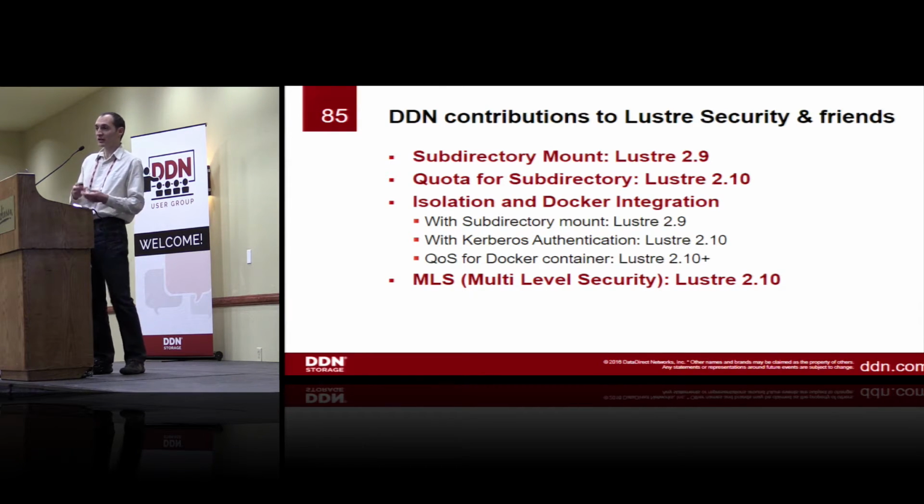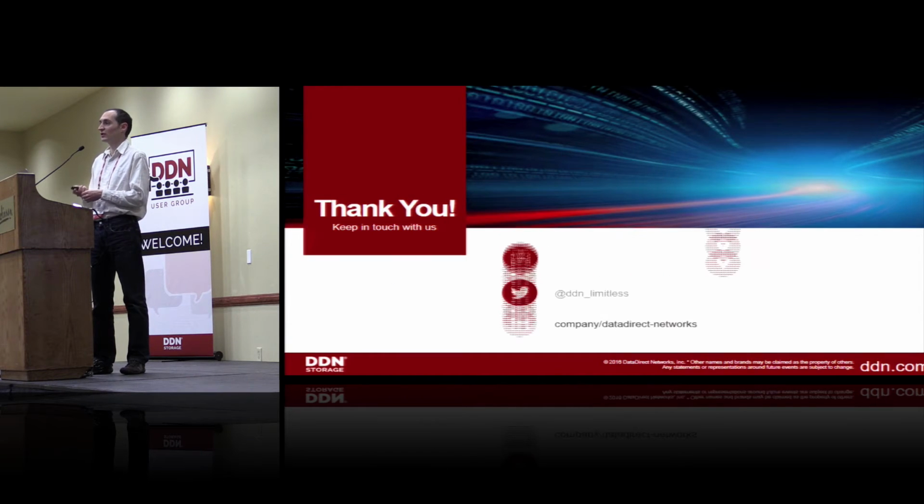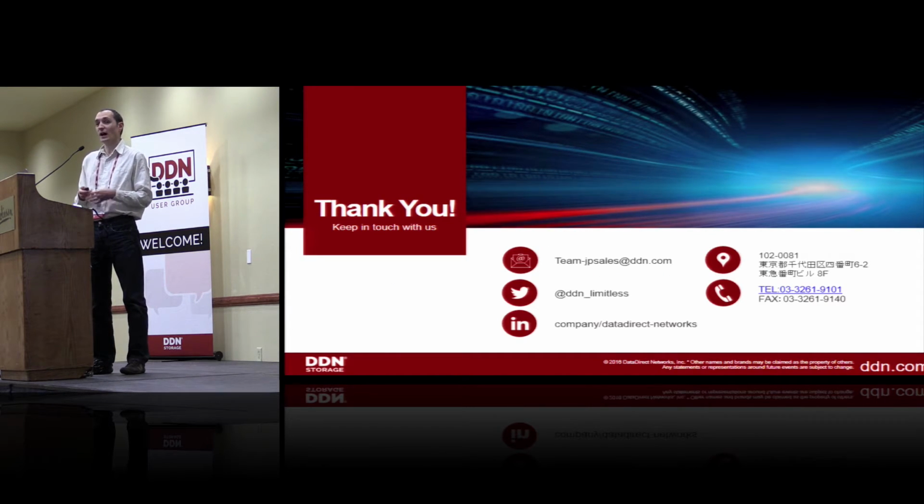Okay, so as a conclusion, here is a list of all the security features we have been working at DDN for Lustre. So that is the list of security and related features. So we have subdirectory mount and quota for subdirectory. We have all stuff related to isolation and Docker integration. And last but not least, we have the MLS support, enhanced MLS support in Lustre 2.10. And that's all that I have.